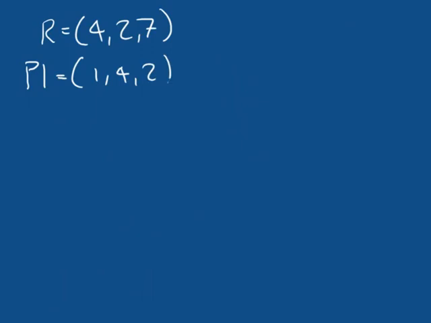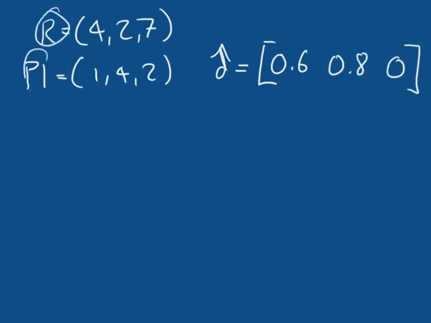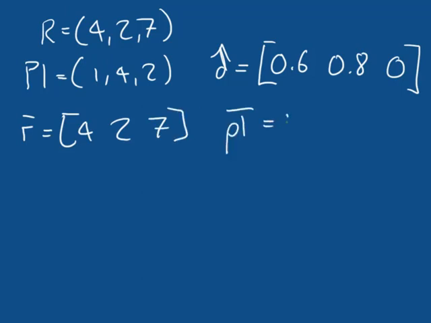Fantastic. So the question we're trying to solve is the question of the perpendicular distance between a point R, given by the coordinates 4, 2, 7, and the line defined by the point P1, which is equal to 1, 4, 2, and the direction vector D, which is equal to 0.6, 0.8, and 0. Now we know, if we know the points R and P1, we know that we can define those two position vectors. R is equal to 4, 2, 7, and P1 is equal to 1, 4, 2. So with our three vectors, R, P1, and D, we have everything we need in order to solve that problem, in order to find the perpendicular distance between R and the line defined by P1 and D.